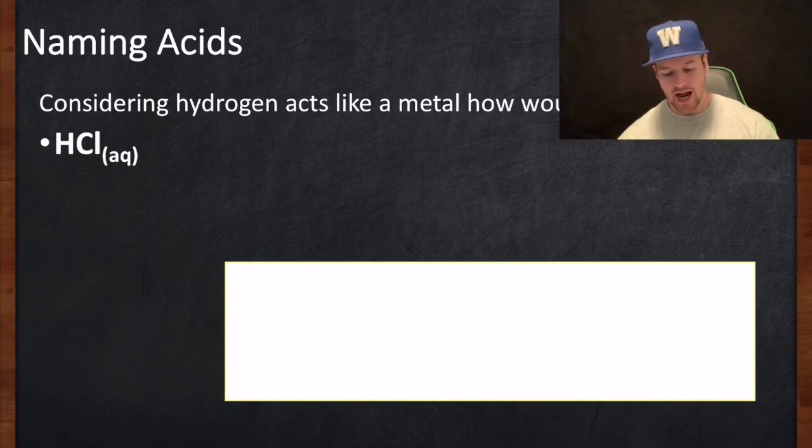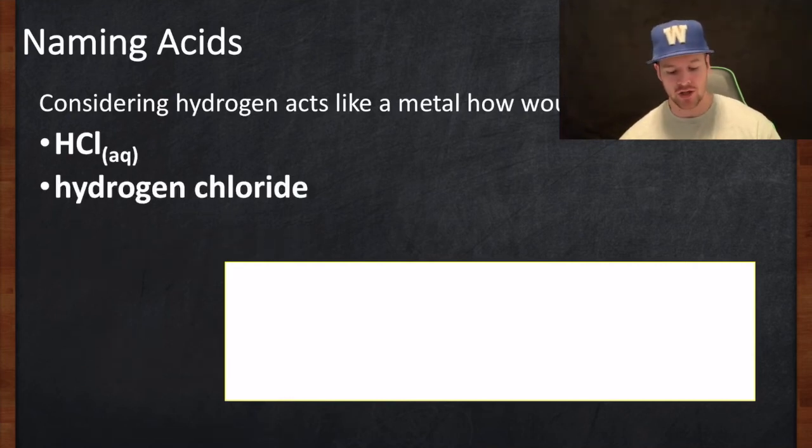So consider that hydrogen is acting like a metal. How would you name this? Well, we'd see hydrogen and then we'd see chlorine, we'd change the N to ide, and we would put hydrogen chloride. And so lots of acids are gonna look like this: hydrogen and then something at the end with a non-metal. It could be chloride, maybe it's sulfate, maybe a nitrite. We're gonna have another non-metal bonded to that.